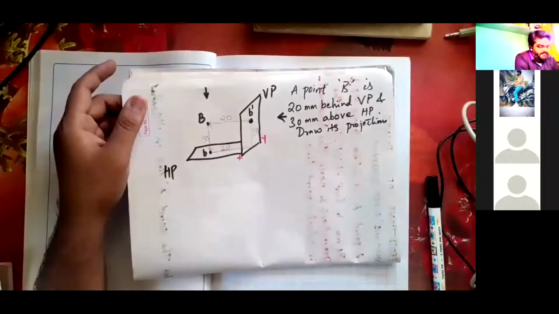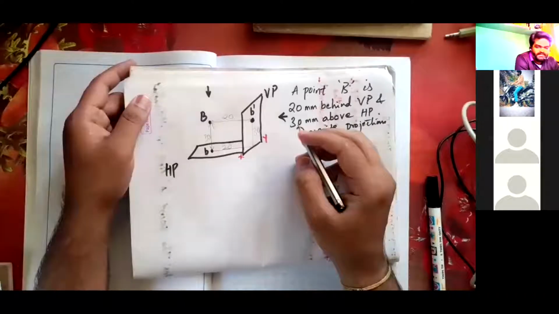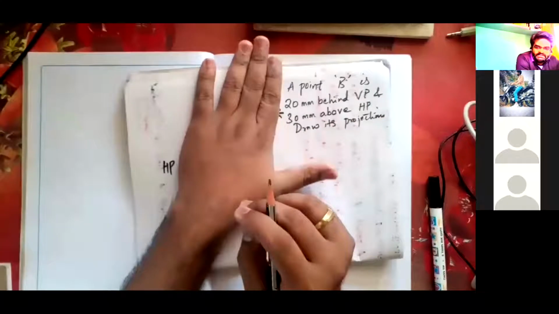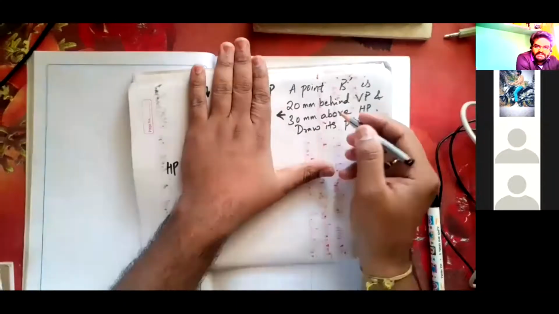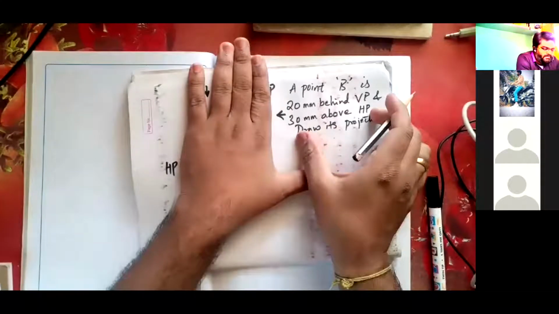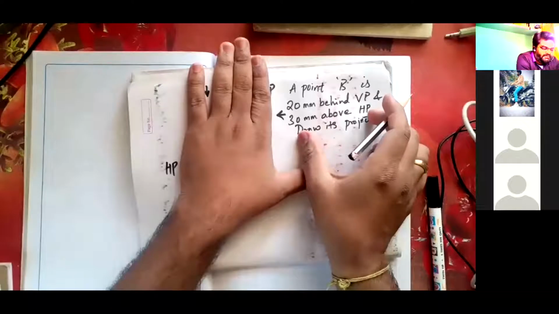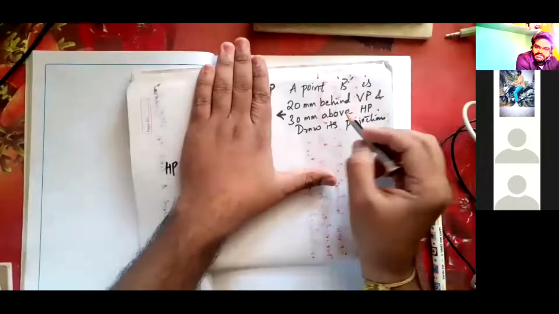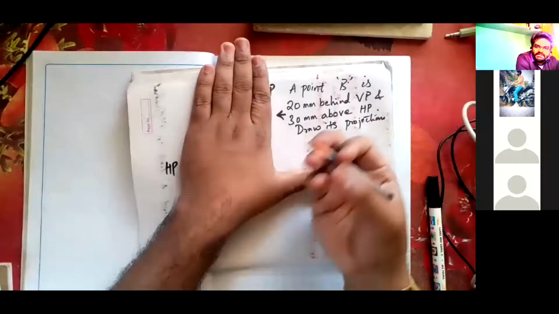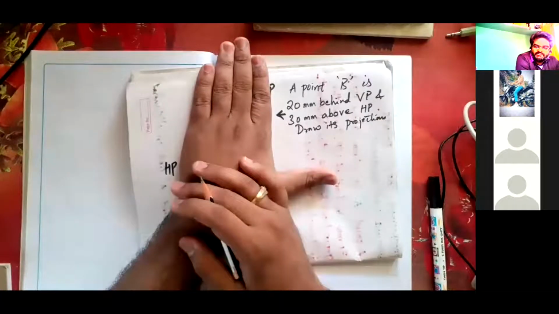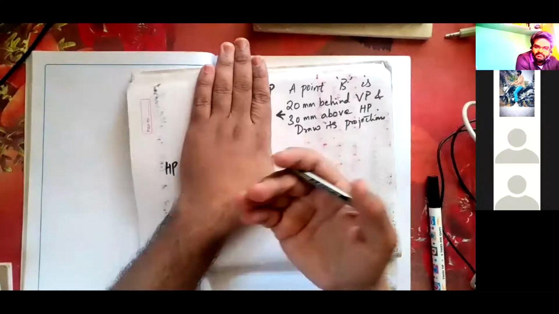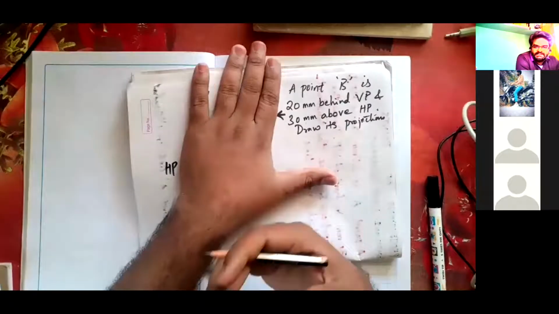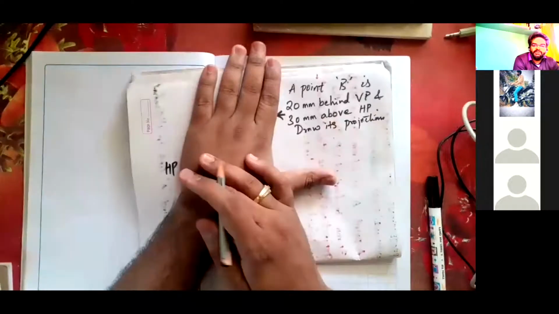Forget about this image. Your problems will be given statement-wise. This is the statement given to you in the second quadrant: point B is 20 mm behind VP and 30 mm above HP. You can imagine any chair which is in the second quadrant also. But before drawing a chair or an object, we have to learn from the point. That is why we are starting from points. So you have to imagine the second quadrant, keep this point in the second quadrant, and convert it into a 2D drawing.